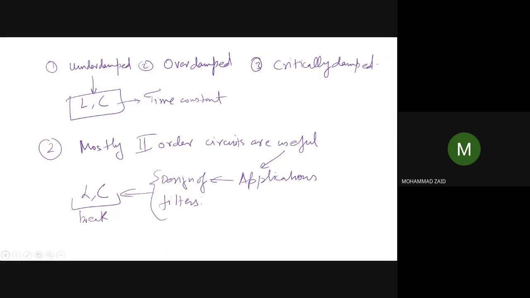We are considering first the DC response, and after the second order circuits are completed, we will see the AC response of a series RLC and parallel circuit. But here we are considering a DC response. So let us start by drawing a circuit diagram.